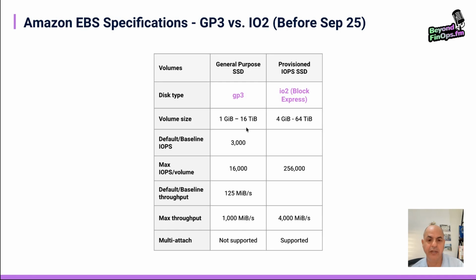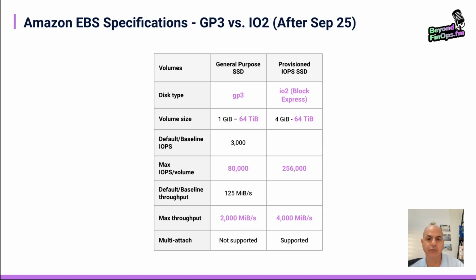So if you needed a volume larger than 16 terabytes, or IOPS larger than 16,000, or throughput larger than 1,000 megabits per second, you had no choice, you had to go with IO2. Now, what happened after September 25?